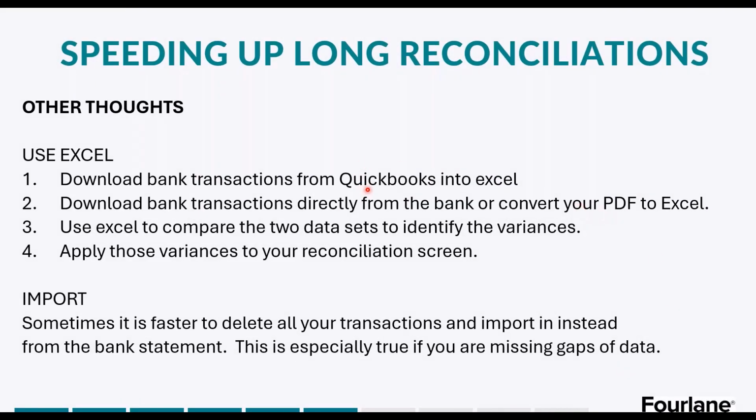So what else could you do when you just have way too many transactions? Use Excel. Excel can be your friend. Download those bank transactions, if you have access there, into an Excel tab. You export it out, right? So you have one tab for your QuickBooks data, you have one tab for the bank data. And then use Excel, like VLOOKUP, for example, or AbleBits has a compare two sheets tool. Great tool, love it, very inexpensive. Use it to compare the two sets of data and identify the variances.